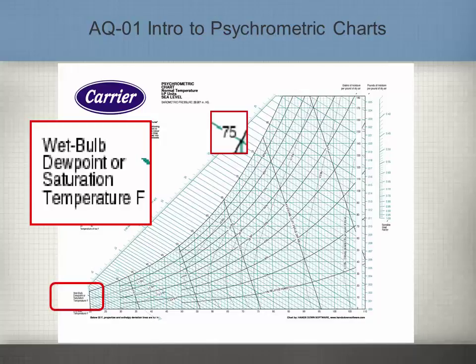Plotting 75 degree wet bulb temperature, we find that the value is approximately 3/4 up the wet bulb temperature slope, with its diagonal lines sloping down toward the right. 75 degree wet bulb temperature can be plotted anywhere on this diagonal line.